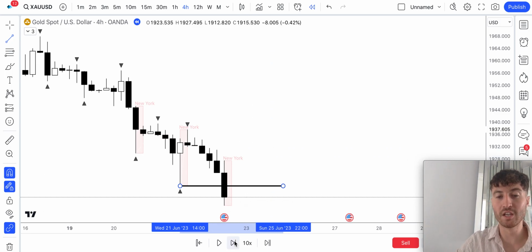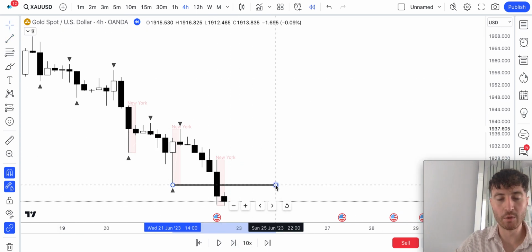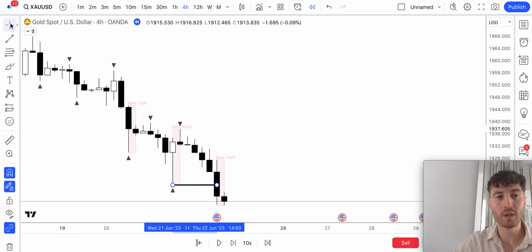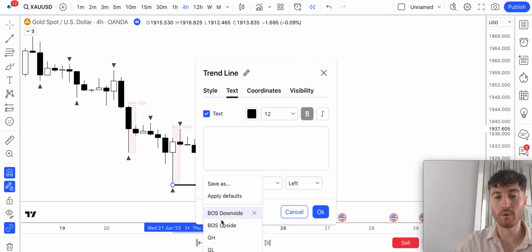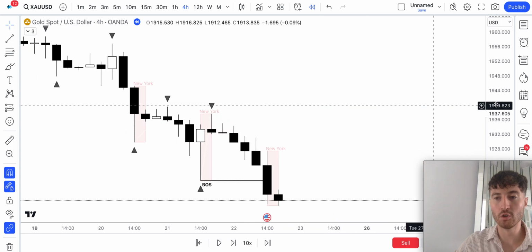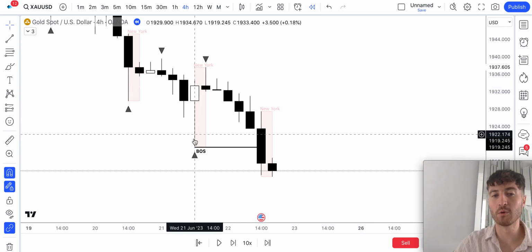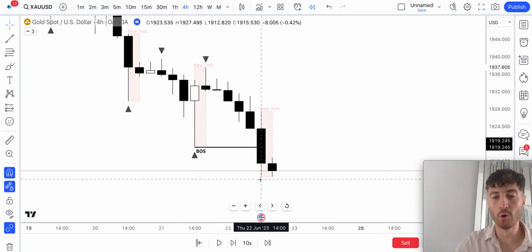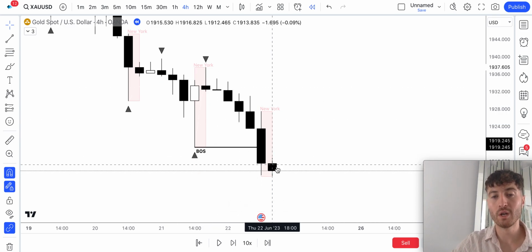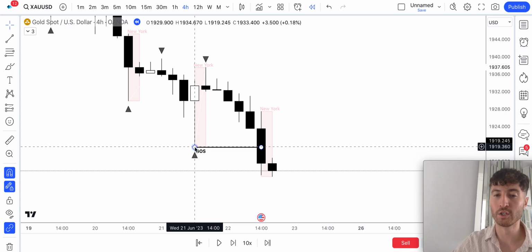So you can see here we have violated structure to the downside. You can see we've broken this fractal here, and we've had a body close below. So we can mark this on as a break of structure to the downside here. Let's zoom in. So clearly the institutional bias is to the downside. We are breaking fractal lows, we have a body close below, and then we also have some continuation. So price is able to maintain below these lower valuations.